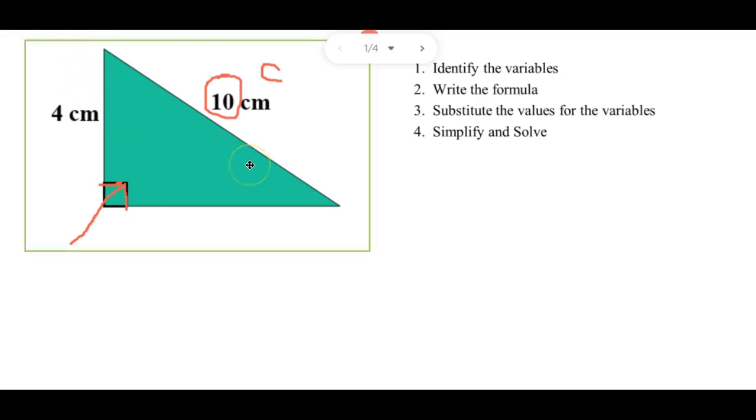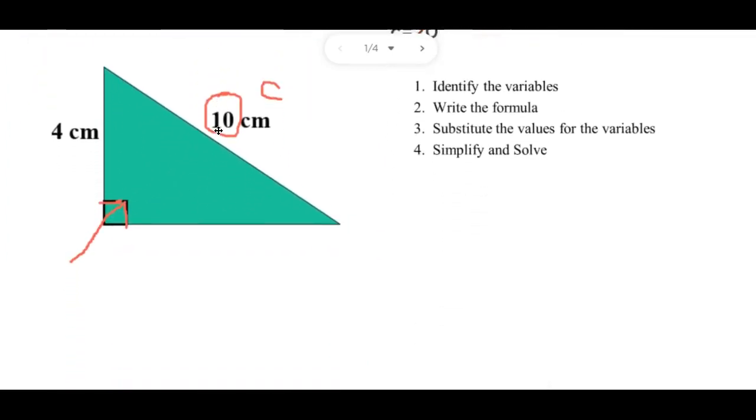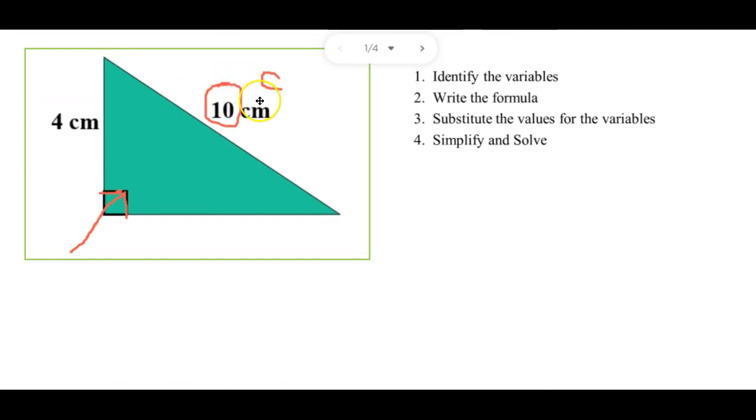Now, in the previous examples, and I actually have it up here, there was no number there for C. But when you look at this one, there's a numerical value there for C. I have a number for the hypotenuse. So when we come here, step one, identifying our variables. A, we can call it 4. In this particular case, B, we don't know. And C would be 10.